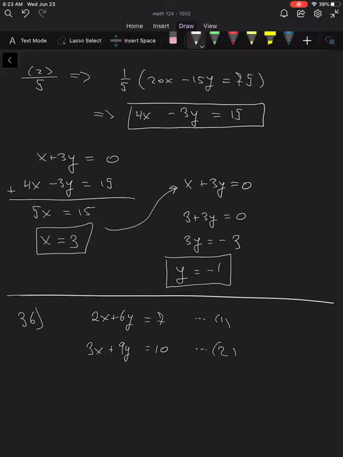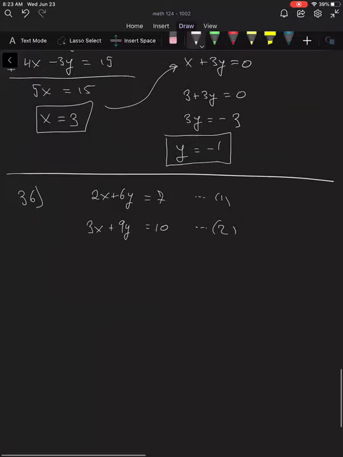One thing that we notice is that, well, let's do something like this. What if we took one? Notice that if we divide 6 by 2, that becomes 3. And if we divide 9 by 3, that also becomes 3. So we can get the numbers in front of y to match. So what we can do is take half of the first equation, and then we're also going to take a third of the second equation.